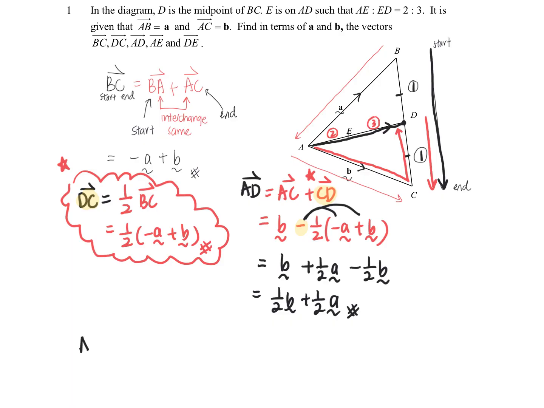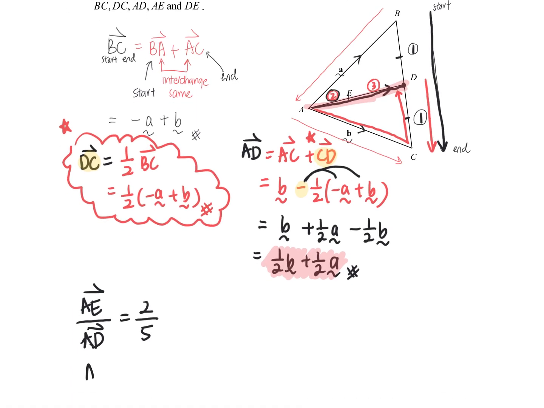Okay, next one is AE. If you look at this line here, the whole AD I have. But AE is 2 units out of 5 units of AD. Can you see that? 2 units out of the total 5 units. So to find AE, I will take 2/5 of my AD. So put in this value. Do you need to expand? No need. You can leave your answer like that. If you want to expand, also can.